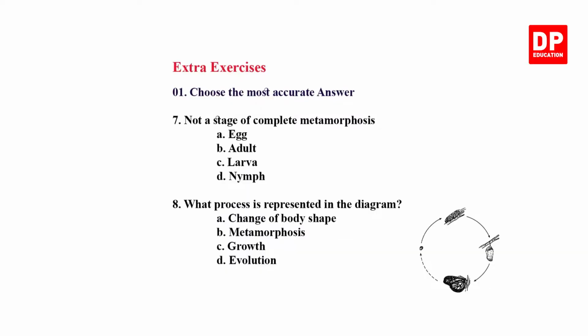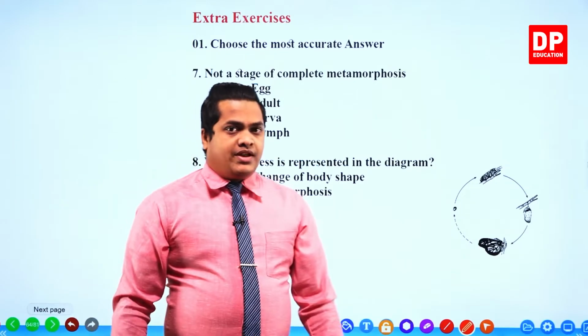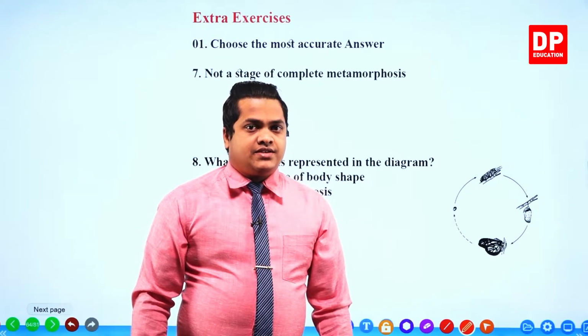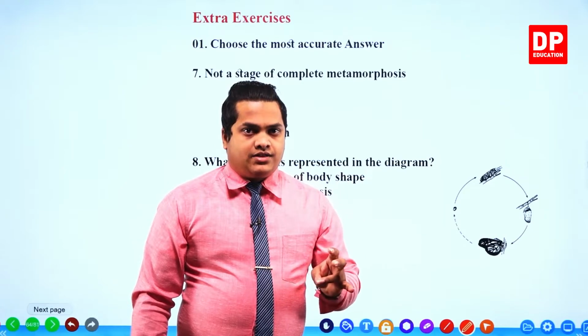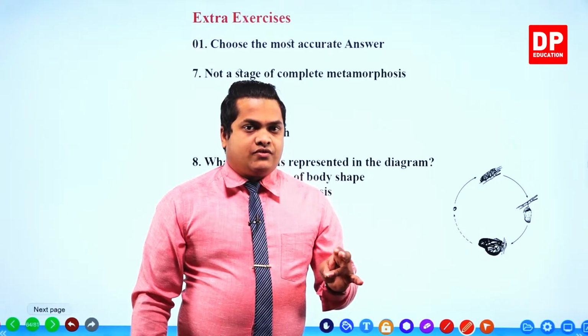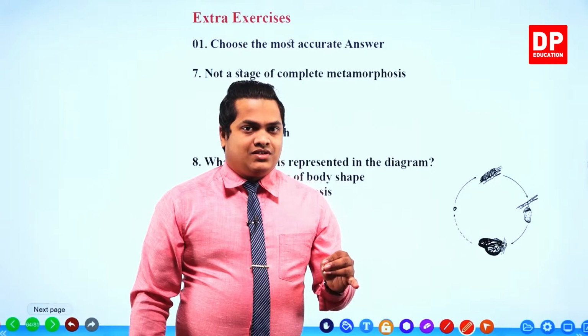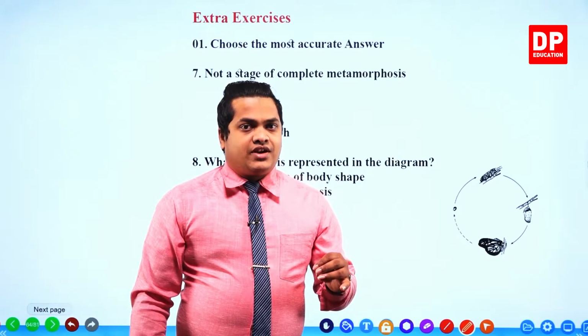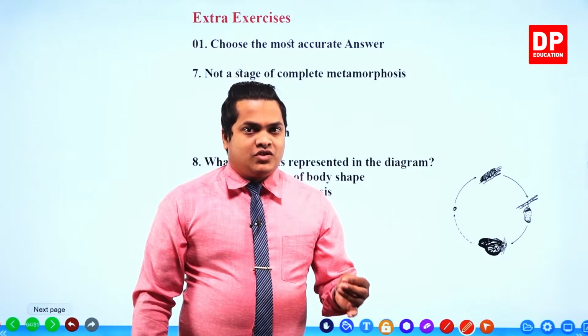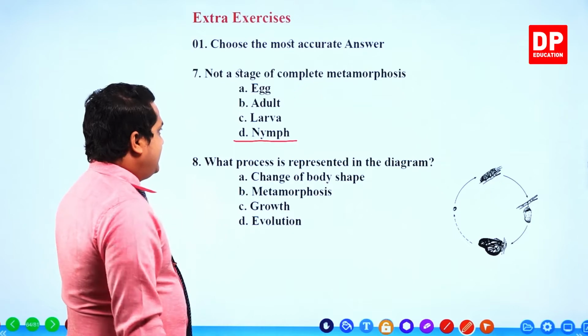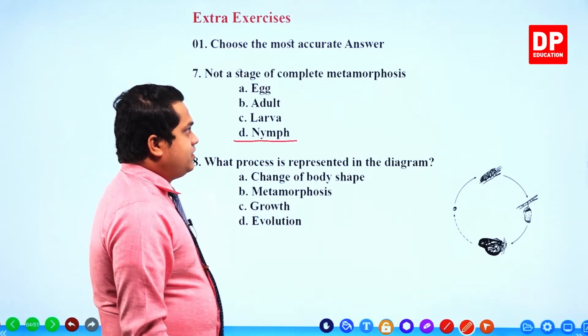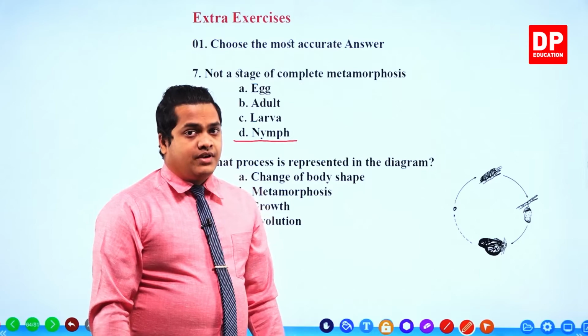Next question. Not a stage of complete metamorphosis. So within complete metamorphosis, what are the stages that we can see? Eggs, larva, pupa, and the adult. Those are the four stages in complete metamorphosis. So it should be the one which is referring to incomplete metamorphosis. So our answer should be what? Nymph. Nymphal stage can be observed within incomplete metamorphosis.